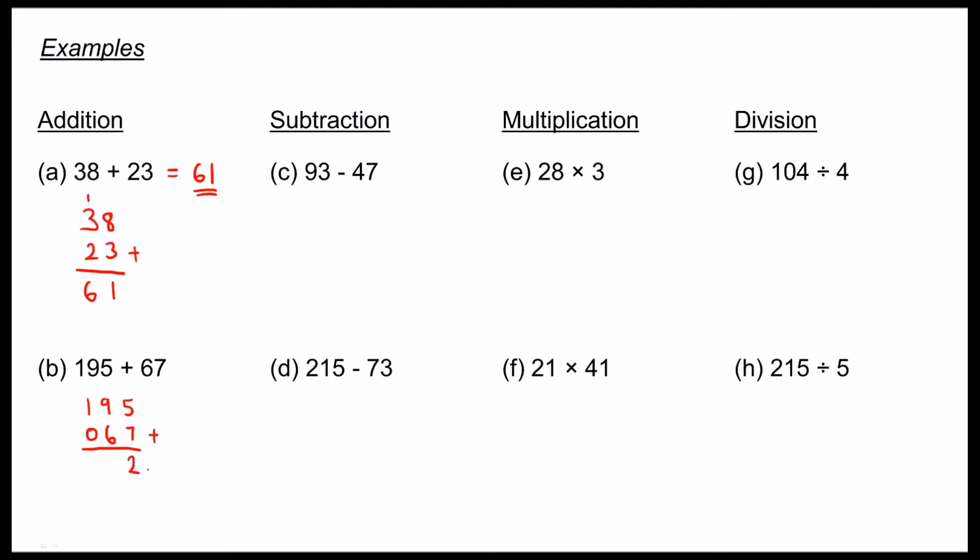So I put the 2 underneath and carry the 1 over to the next column. I now have 9 add 6, which is 15, plus the extra 1 that I carried over gives me 16. So I write a 6 and carry the 1 over. In the last column, I've got 1 add 0, which is 1, plus the extra 1 I've carried over, which gives me 2. Therefore my answer is 262.